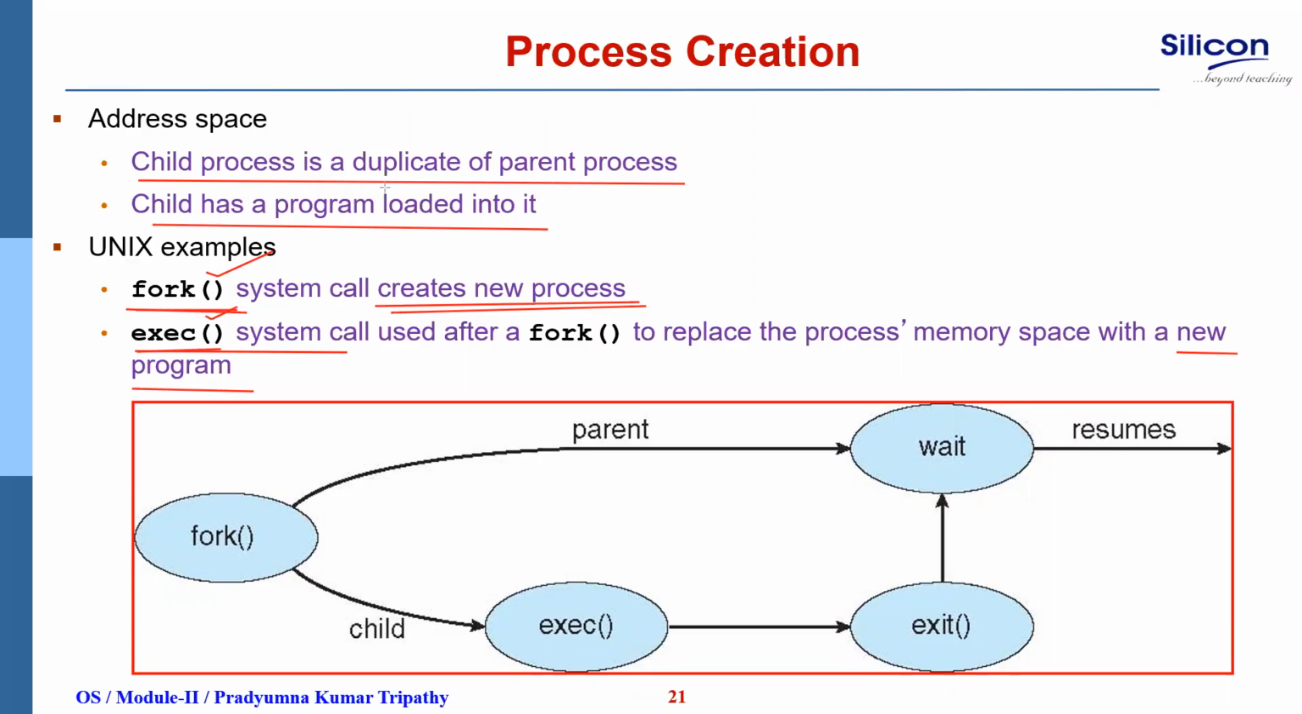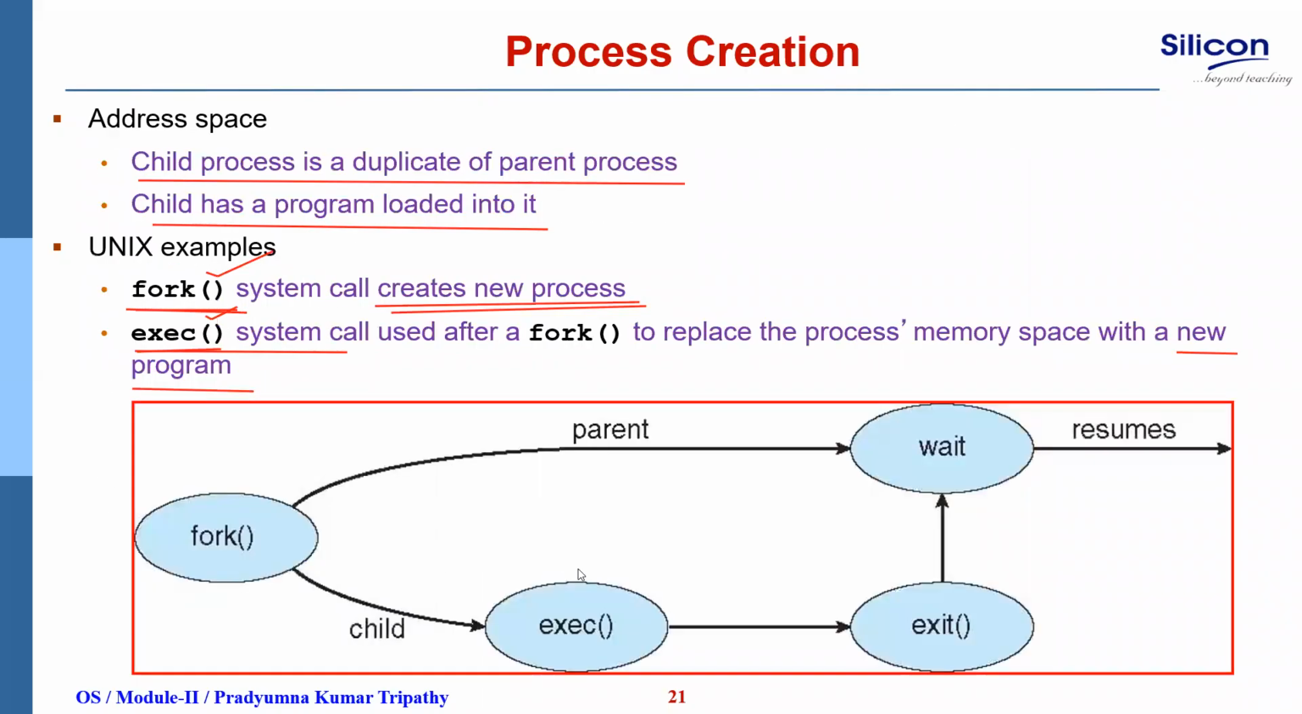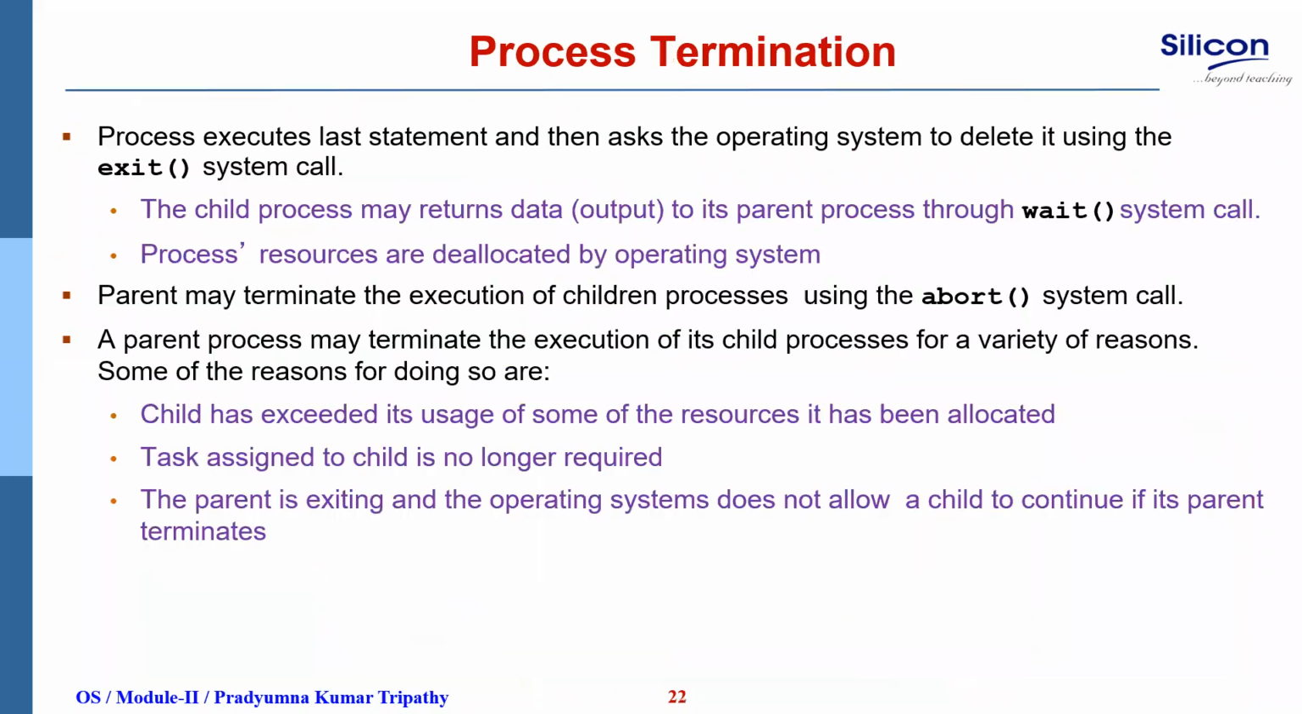This one: parent waits until children terminate. This is the diagram. The parent waits till the child terminates. So the parent is waiting over here. After that, it will resume. Okay, so this is about process creation.